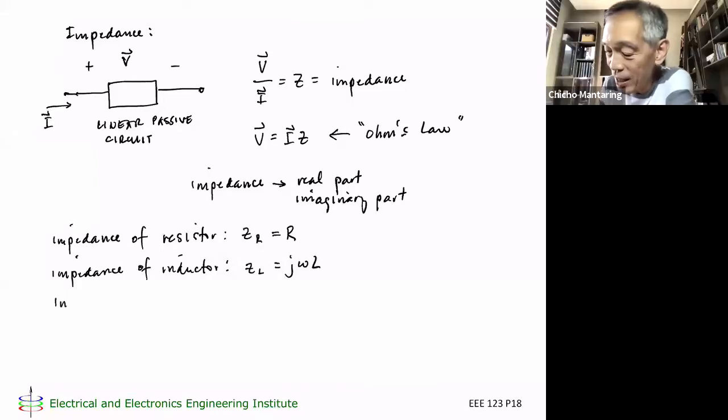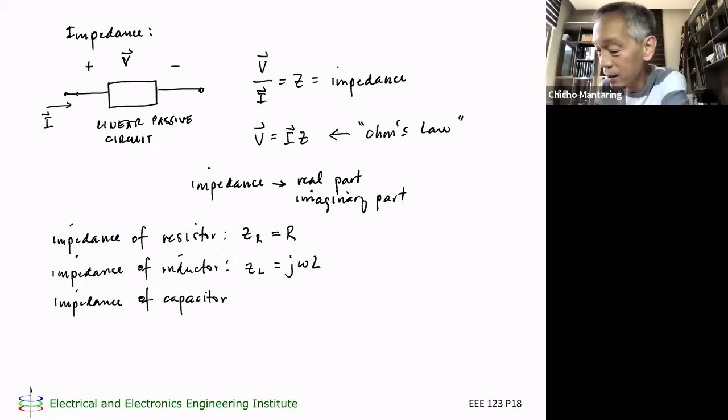And the impedance of a capacitor, Z of C, this is negative j over omega C. So that is the impedance.